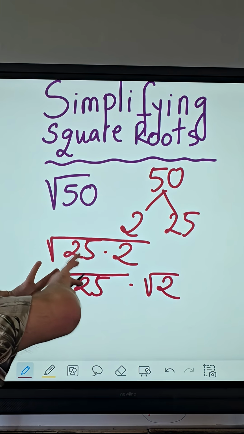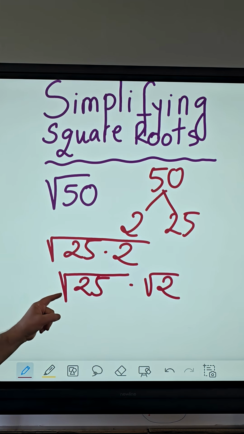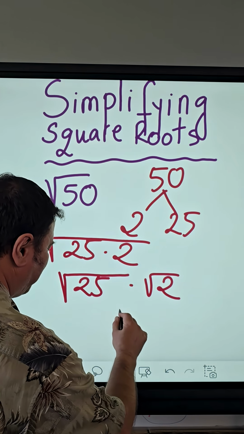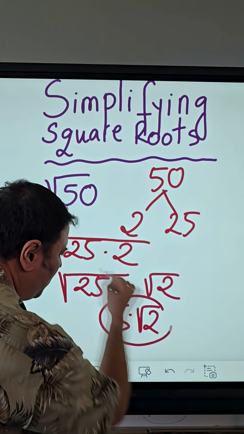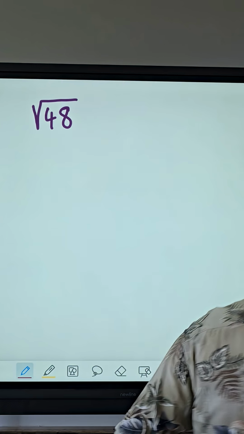The same thing, we can break it down this way. And now square root of 25 is 5. And square root of 2 stays, so 5 times square root of 2. Final answer. Let's take a look at another example here.